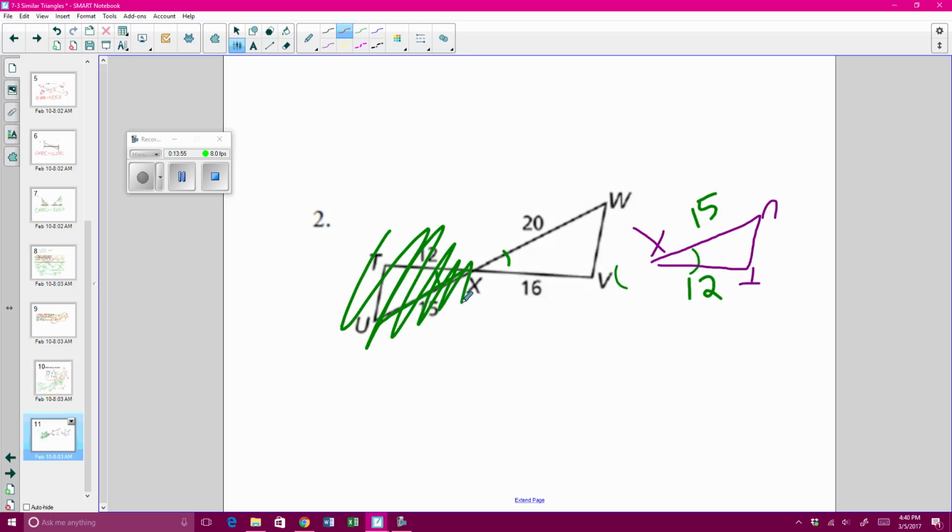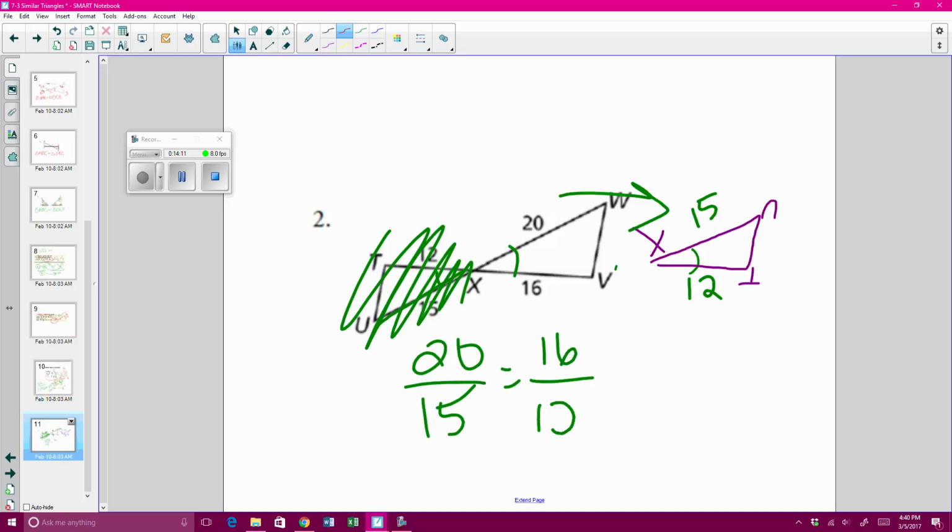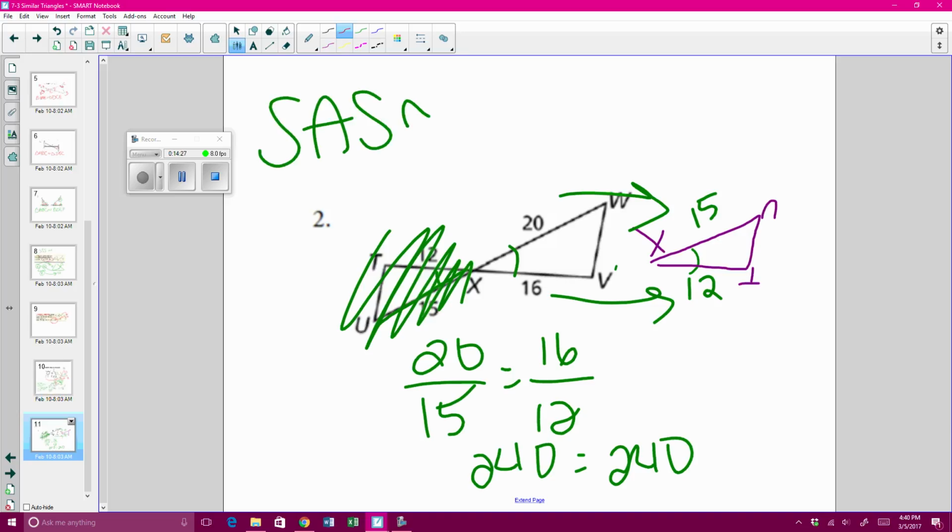Let's just look at these two triangles right here. Let's get rid of this and this. So we have the angles that are the same. Let's see if 20 over 15 is proportional to 16 over 12. So let's go ahead and cross multiply. 20 times 12 is 240. And 15 times 16, also 240. And so the triangles are similar by side angle side similarity.